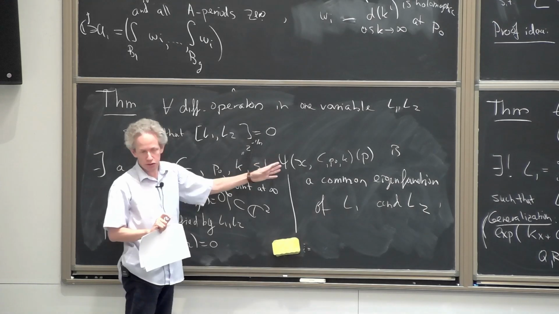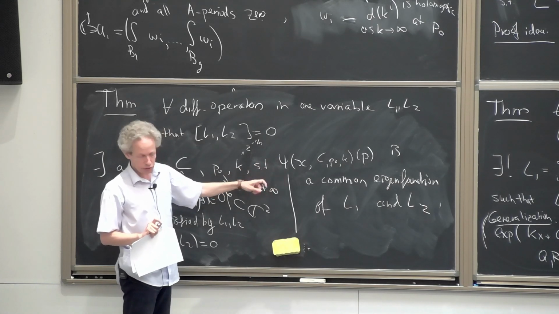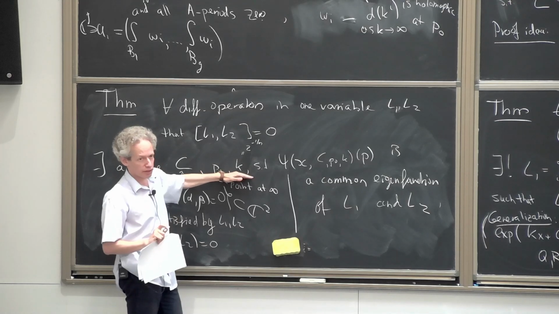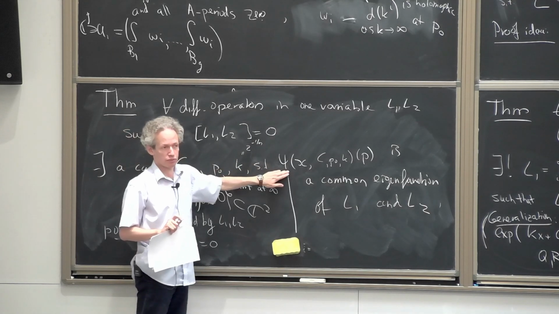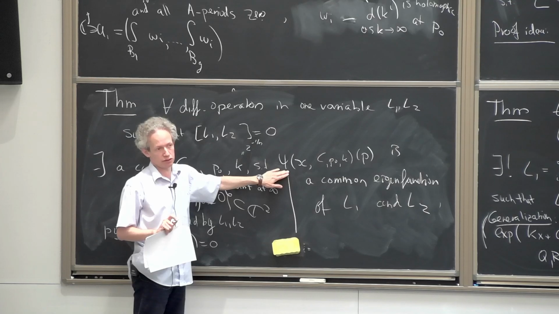I have basically told you a proof. You need to check that the number of branches is correct. You need to check that this is a local coordinate. And then you need to check that the corresponding psi will be a solution of L1 and L2.